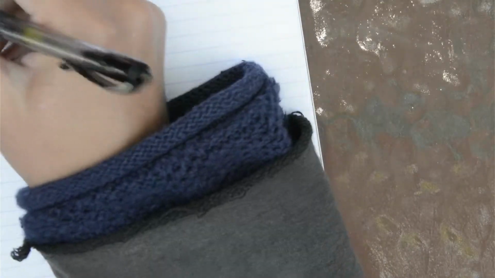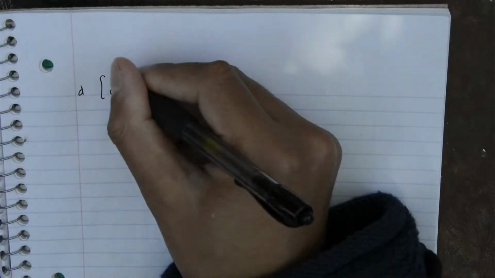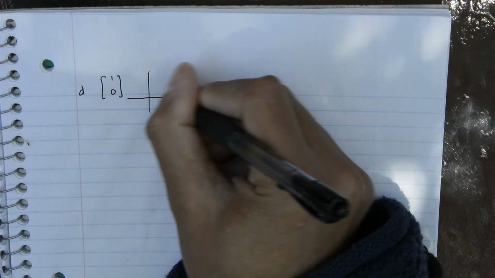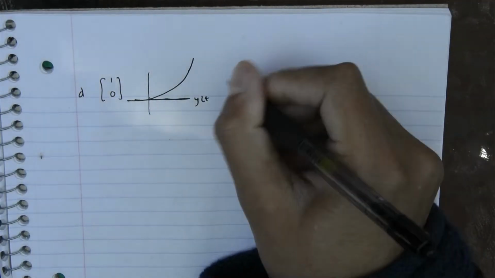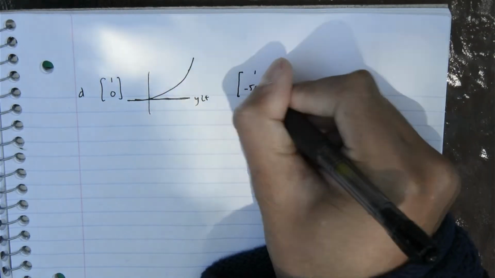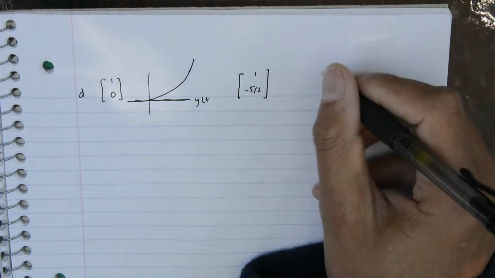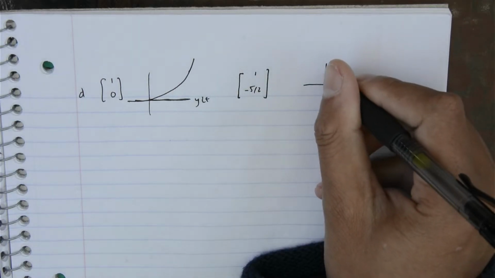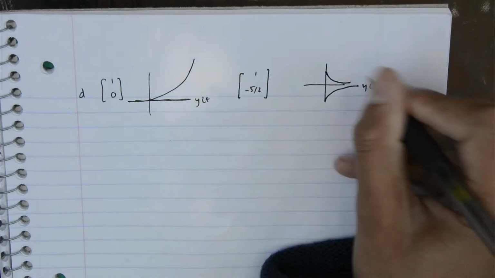Okay, so what we're going to have for D is 1, 0, and the plot is going to look like this. Y stays constant, so this is y of t, and then x is just going to go like this. Then for 1, minus 5 halves, we're going to have x go like this, and y is going to go like this. So this is y of t, and this is x of t.